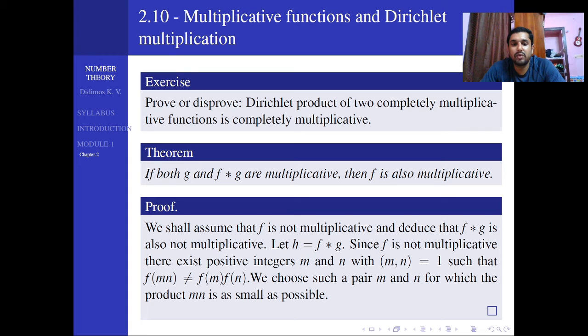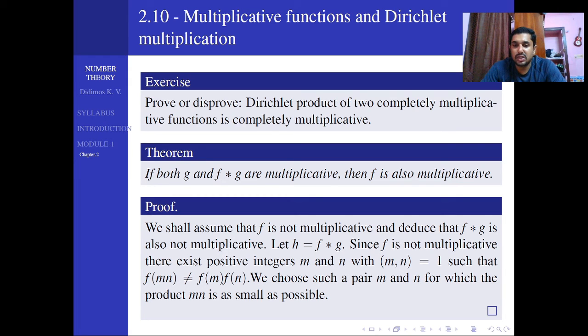So we will prove that this f star g is not multiplicative along with g is multiplicative. Okay? So our assumption is g is multiplicative, f is not multiplicative. We need to prove that f star g is not multiplicative. Clear? So if we put h equal to f star g, our assumption is f is not multiplicative. F is not multiplicative means there exist two positive relatively prime integers m and n such that f of mn is not equal to f of m into f of n. Means there exists at least one such pair.